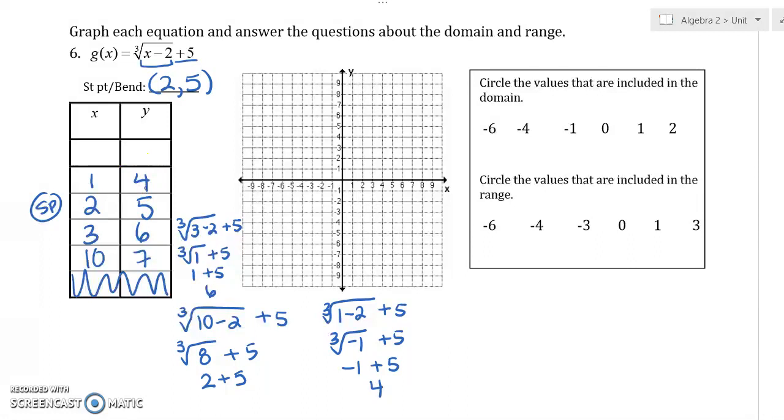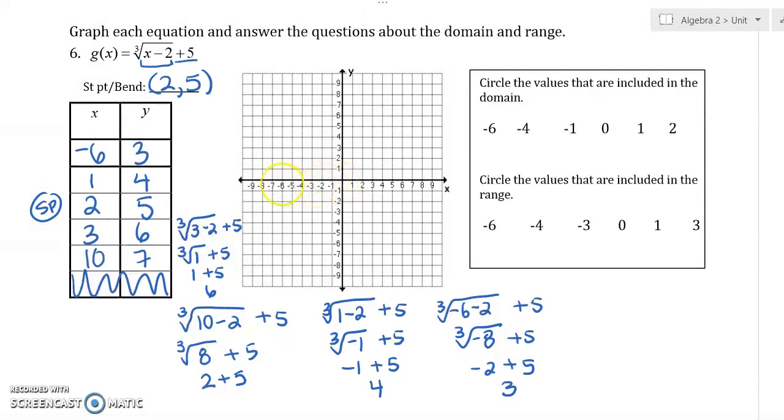And now we need to find a number for x that's going to give us a negative 8 inside, because I know that the cube root of negative 8 is negative 2, once again from the first page. So what can I add to negative 2 to get negative 8? Well, negative 6 will do it. So when I do cube root of negative 6 minus 2 plus 5, that's cube root of negative 8, and cube root of negative 8 is negative 2. Add that to 5, you're going to get 3. So those are our 5 points that are going to give us our shape.